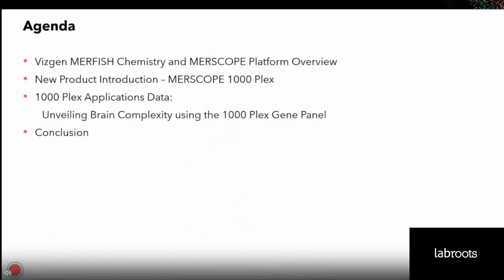And so very quickly today, what I'll be talking through is a quick overview of MERFISH chemistry, an overview of the MERSCOPE platform, and then some new details on the new product introduction, the MERSCOPE 1000-plex solution. From there, I'll hand things over to Renchao Chen, who's an application scientist who's generated some truly impressive data leveraging the 1000-plex gene panel solution in both human and mouse brain samples.